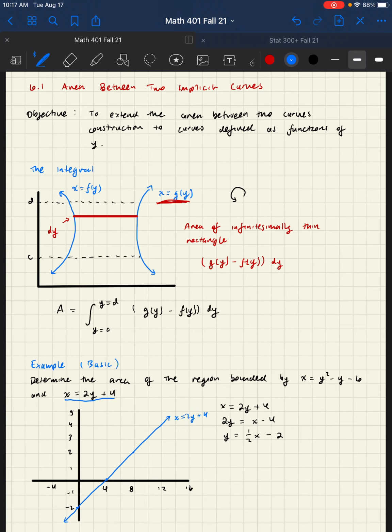So this is x equals 2y plus 4. As for the other one, now you'll notice that that's quadratic in y. And so x equals y squared minus y minus 6. Maybe it's possible to factor this. So this is going to be (y minus 3)(y plus 2), which means it crosses the y-axis at -2 and +3.